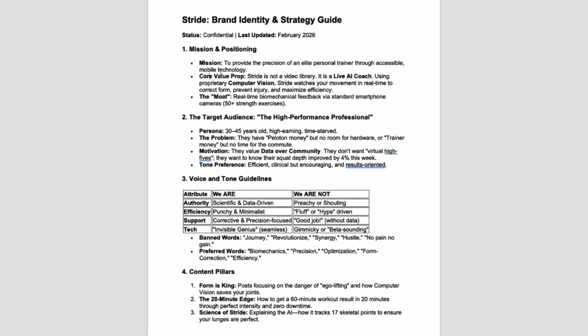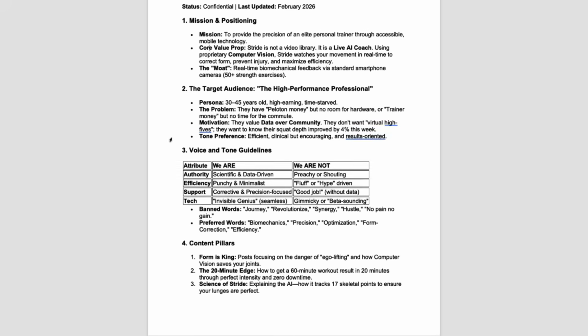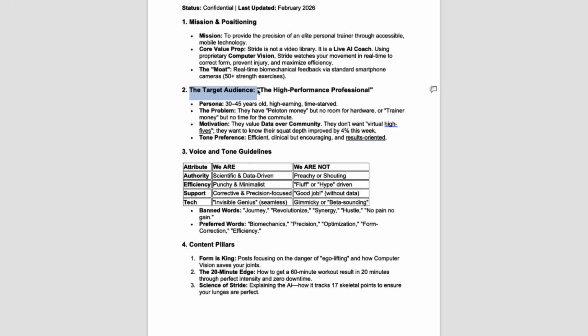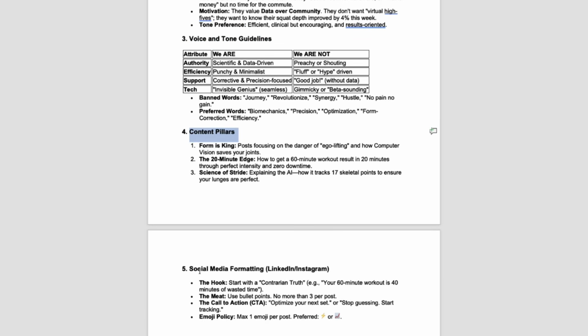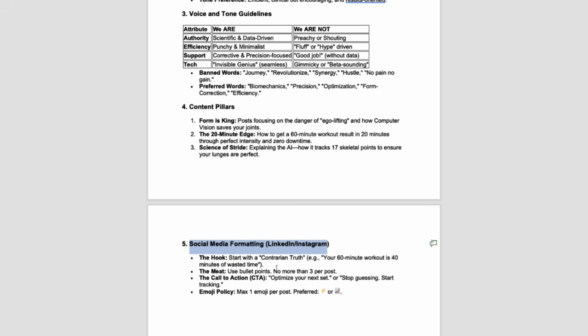This strategy guide and brand identity is how our marketers think about writing copy. And what we would like is that for every time we have to do this type of task, ChatGPT or another AI has the same thing. A few things that you'll notice is we have a target audience, we have voice and tone guidelines, content pillars, and then even social media formatting for LinkedIn and Instagram.